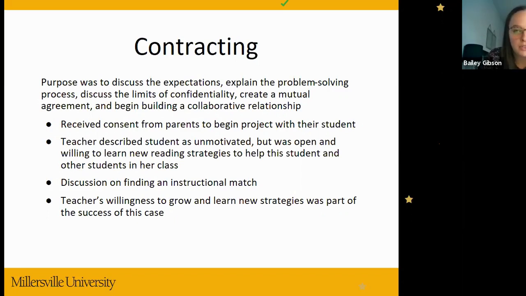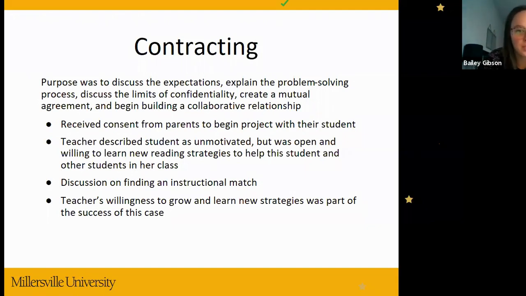Yeah, that's basically when we started talking about how the student was unmotivated, but she was really open to learning new reading strategies. And we had a discussion on the instructional match, and right from the beginning, she acknowledged that there could have been more than just him being unmotivated and easily distracted and all of that. So I think that this case was so successful because the teacher was incredibly willing to grow and learn new strategies.